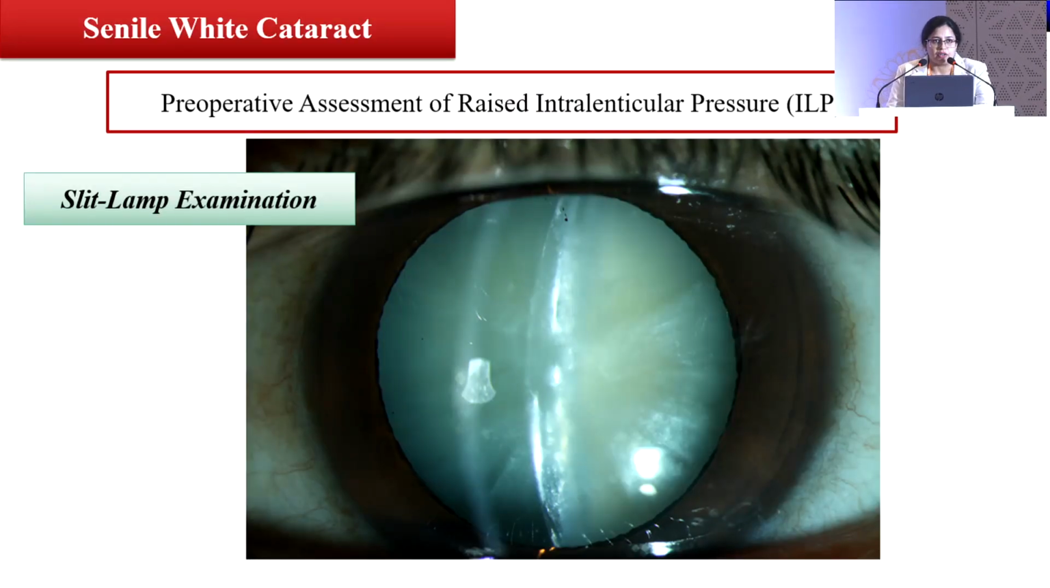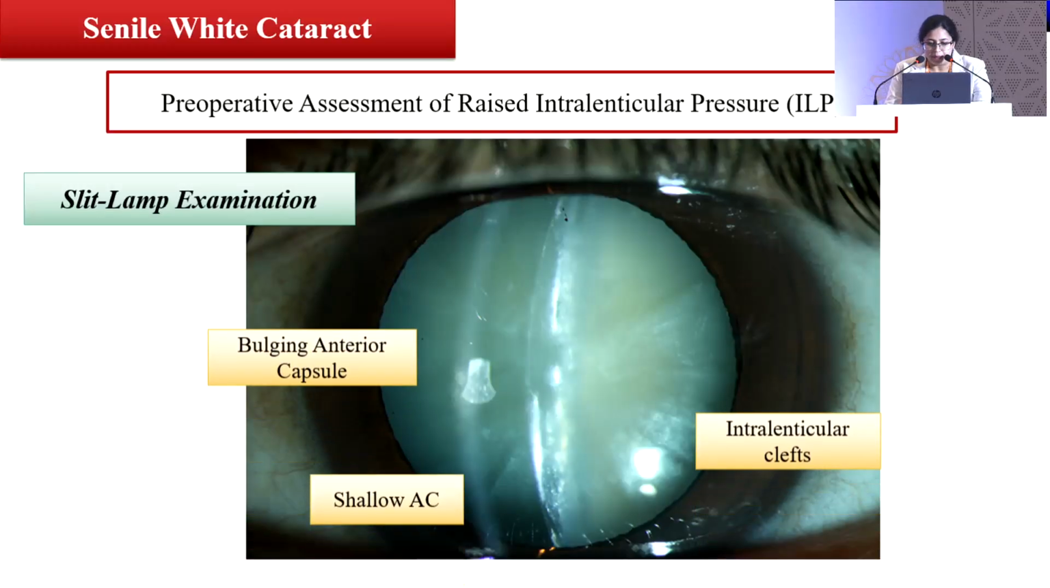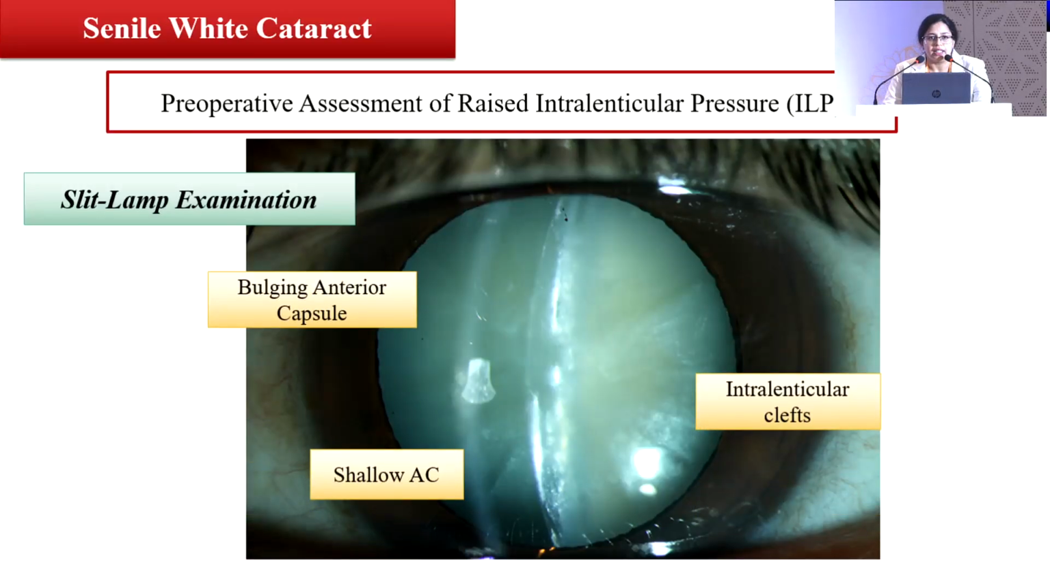Preoperative assessment of raised intralenticular pressure is essential. It cannot be stressed enough because this is going to tell you how your rhexis is going to behave. So on slit lamp examination, you can see a bulging anterior capsule with a relatively shallow AC and the presence of intralenticular clefts that tell you that you will have likelihood for an Argentinian flag sign.